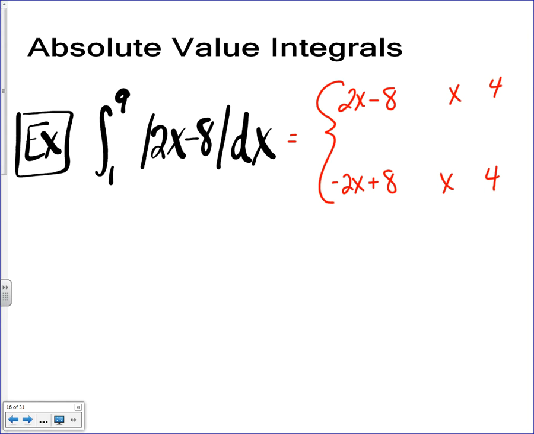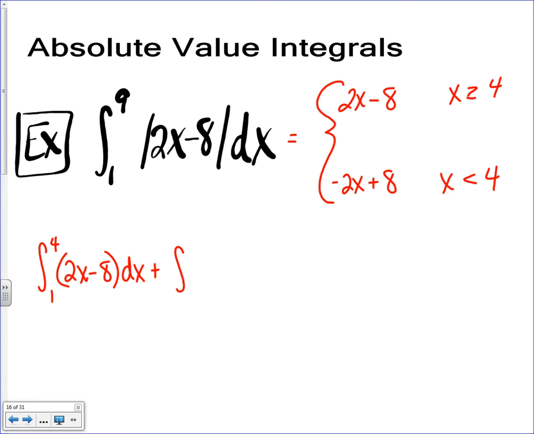Well, that is the negative piece. So I ask myself, where is 0 in comparison to 4? 0 is less than 4. So then you can go ahead and fill in your other two pieces. Okay, now I'm ready to split this up. This is going to go from 1 to 4. And that looks like it's the positive piece.